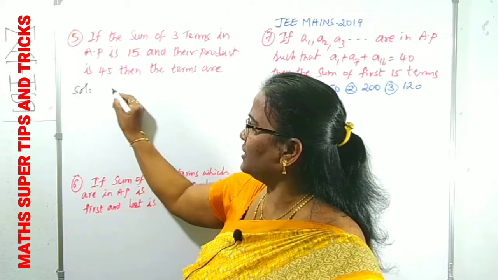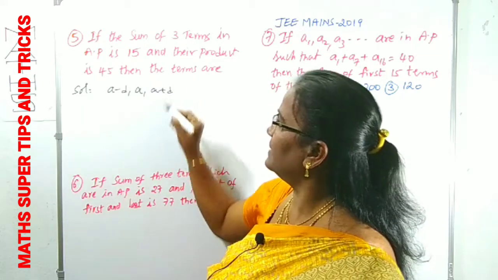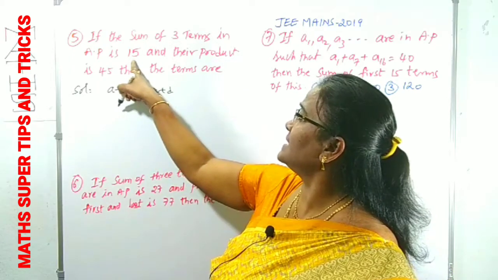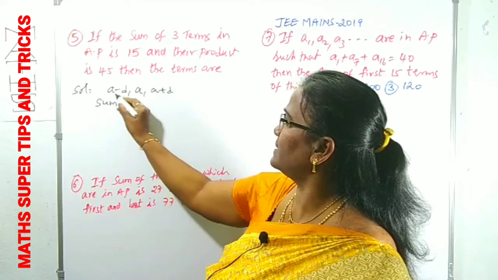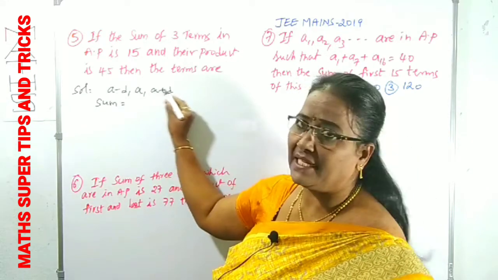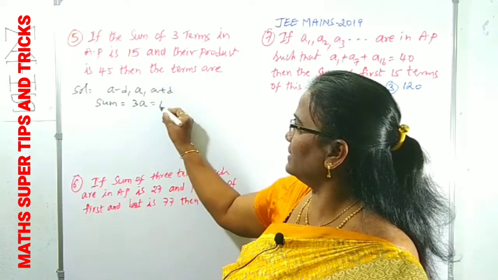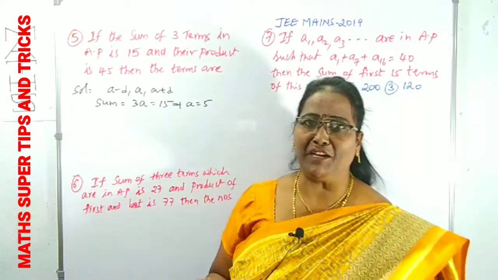We can choose the 3 terms as a minus d, a, a plus d. It is given that the sum of them is 15. What does that mean? Addition of all these: d cancels, and 3a is left over. 3a is equal to 15 is given. Indirectly, what is a? a is 5. You got the a value.